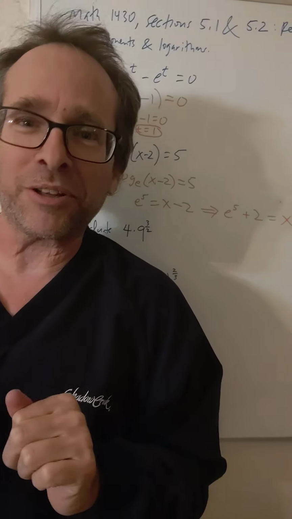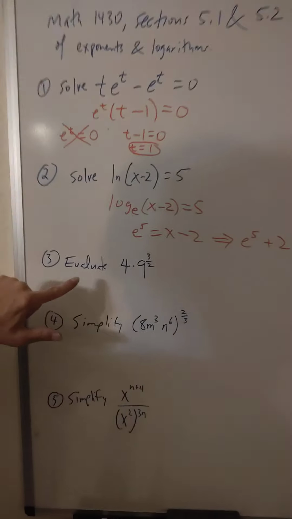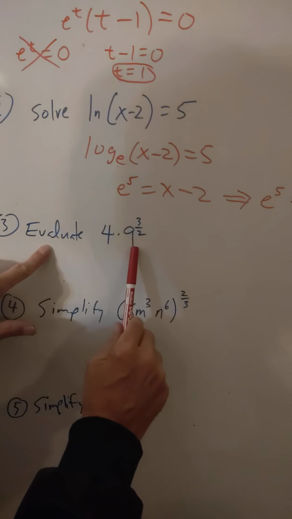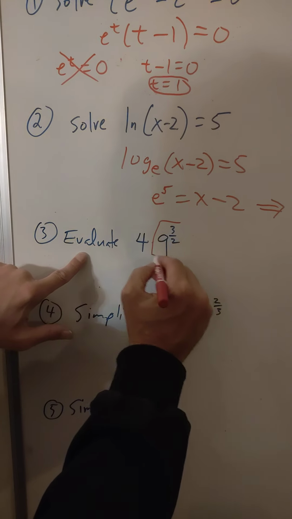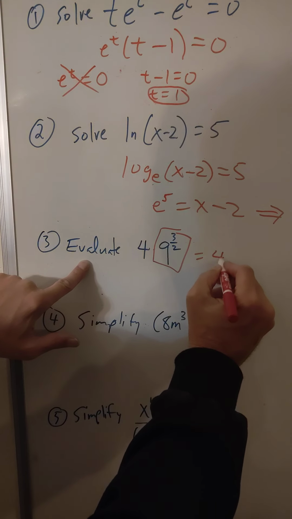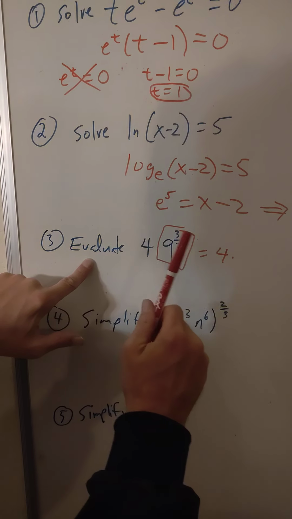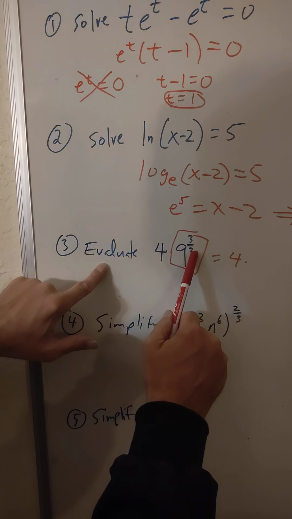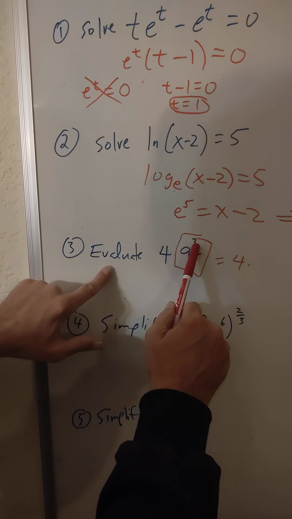So this is the twin brother Dave. And number 4, the temptation is to do 4 times 9 is 36. But you can't do that because exponents have priority over multiplication. So let's say this is equal to 4 times, and the root is on the bottom. So this really means you take the square root of 9, and then with that result, you cube it.